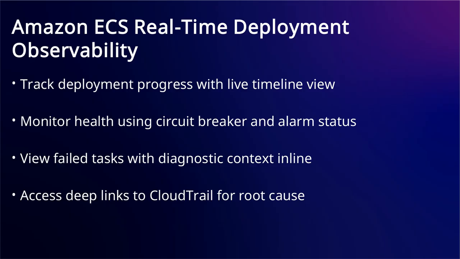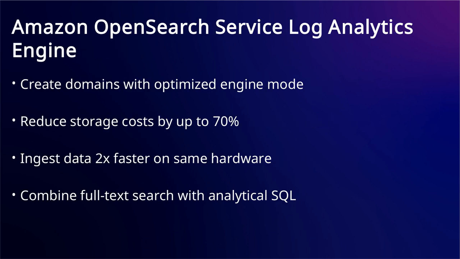These capabilities are available at no additional charge for all ECS services using rolling update deployment type in all commercial and GovCloud US regions. Growing log volumes from cloud-native architectures, AI workloads, and compliance requirements create challenges. Teams need to perform aggregations and trend analysis while maintaining the ability to run full-text searches for incident investigation.